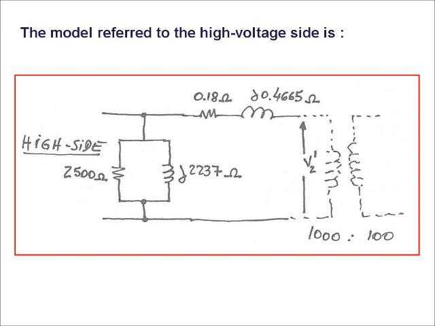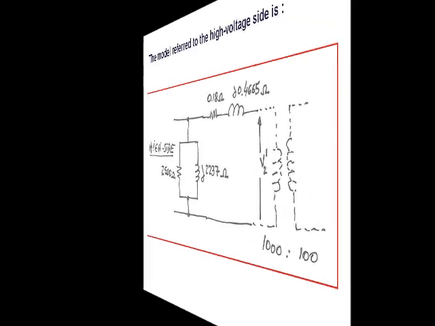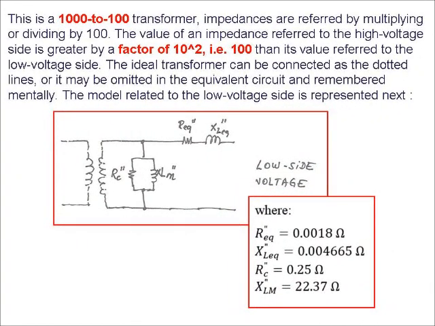We have to remember that there is an ideal transformer connected to that. So the ideal transformer does not have any parameter, any passive component. It's only a voltage ratio, a current ratio, and of course an ideal transformer will maintain the apparent power from one side to the other side, okay? So you see here on the next slide that we have a 1,000 to 100 transformer. The impedance should be referred by multiplying or dividing by 100, because it's 10 squared, okay?